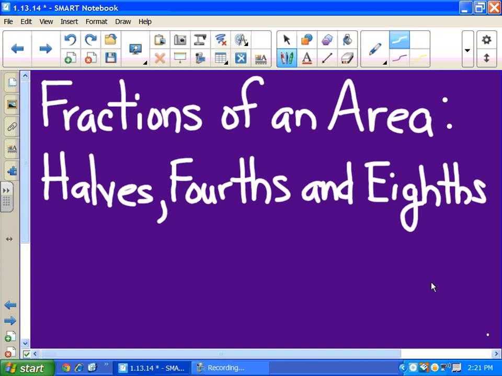Alright guys, this is for January the 13th. Our lesson tonight is going to be on fractions of an area with halves, fourths, and eighths. So if you would, go ahead and have your notebook and that 4x6 rectangle sheet in front of you. You're going to need that. Alright, great. Let's go ahead and get started then.